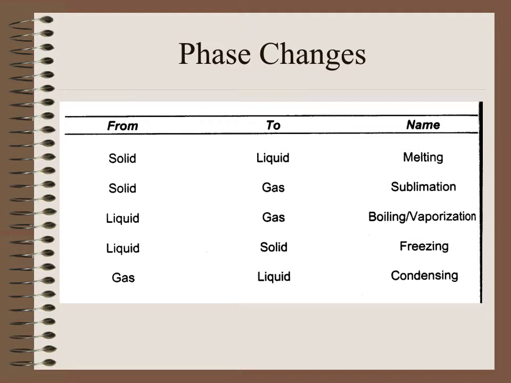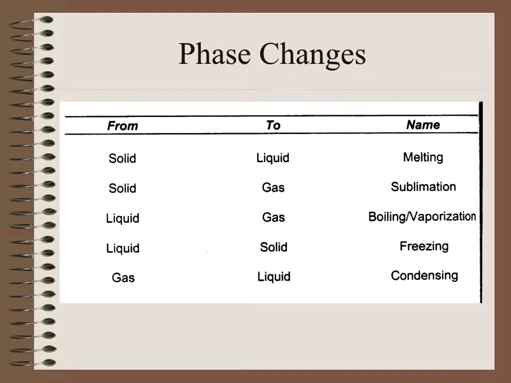The second one you may not necessarily be familiar with. A solid going directly to a gas. That's called sublimation. That would be like, for example, on a very warm spring day, when you see snow still on the ground, but it's steaming. So it's going right from being solid snow to going to water vapor. So it's going right from being a solid to a gas.